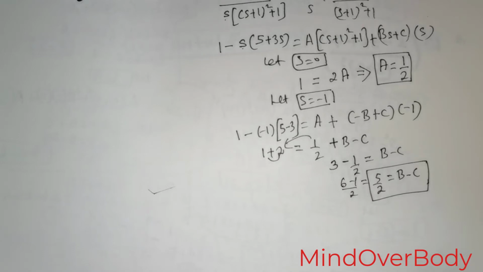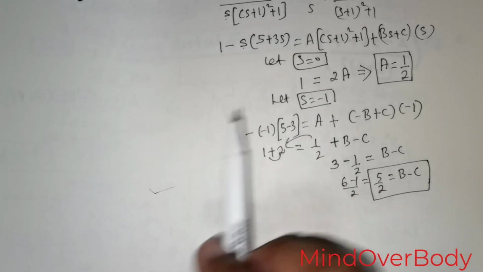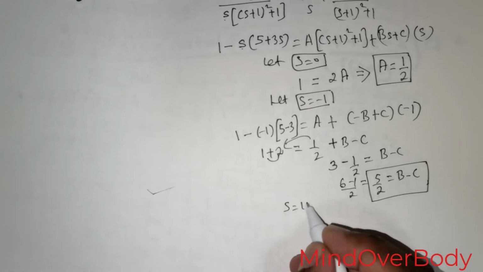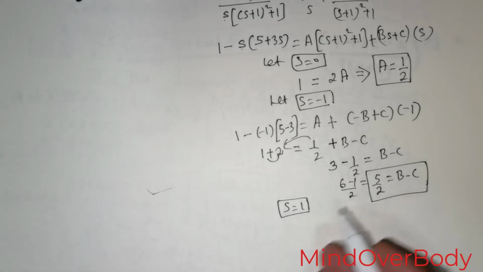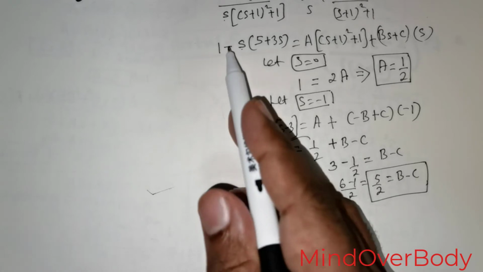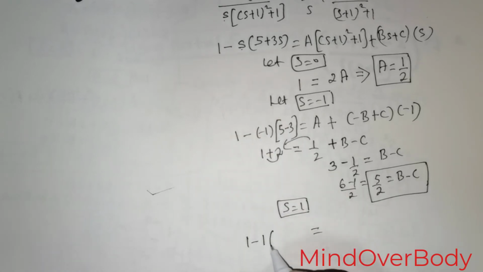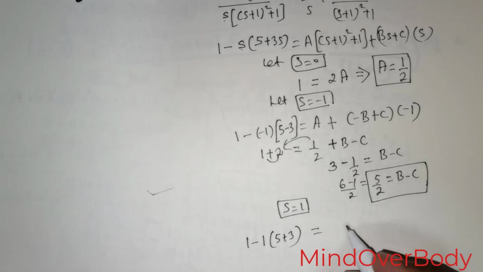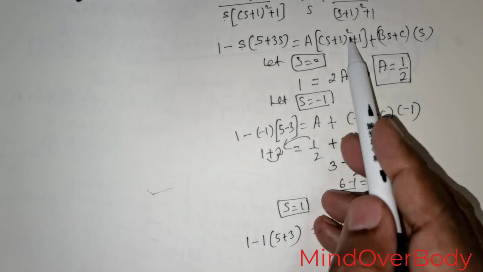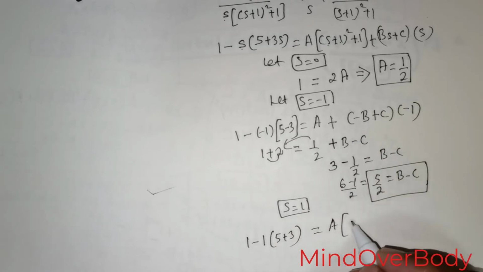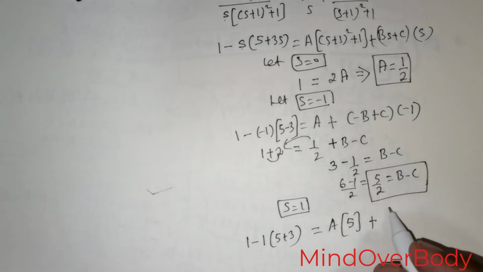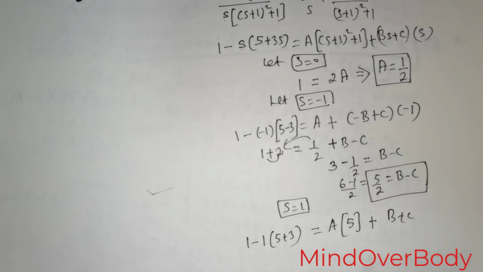Now I have taken the value of S to be 0 and S to be negative 1. Now let me take the value of S to be 1, so that I can get a system and then I can solve it. So if I take S to be 1 on the left side, I get a 1, negative 1, 5 positive 3, that's fine. So this is going to be S is 1, 1 positive 1, 2, 2 squared is 4, 4 positive 1 is 5, and S is 1, so B positive C, and that's it.